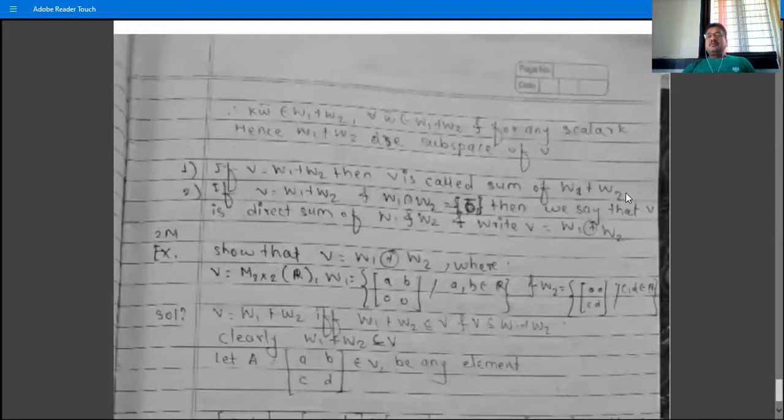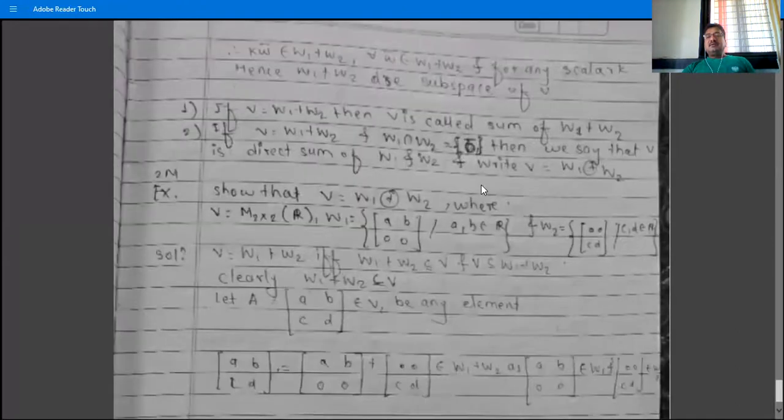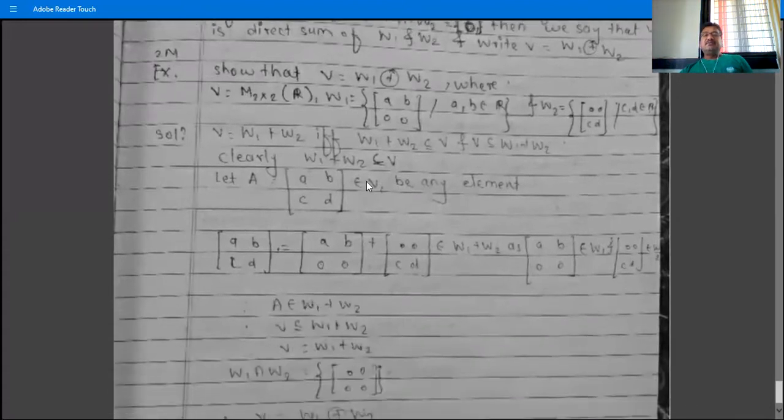W1 plus W2 is called the sum of W1 and W2, and it is called a direct sum if W1 intersection W2 is the empty set, that is, only 0 is the common element in W1 and W2. Then we say V is a direct sum of W1 and W2. So the direct sum is also a subspace.